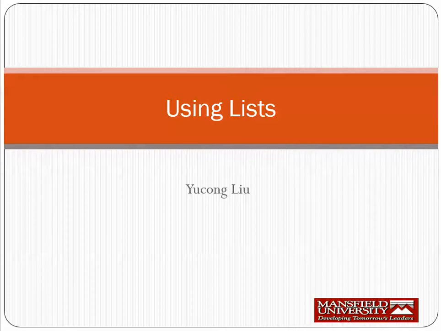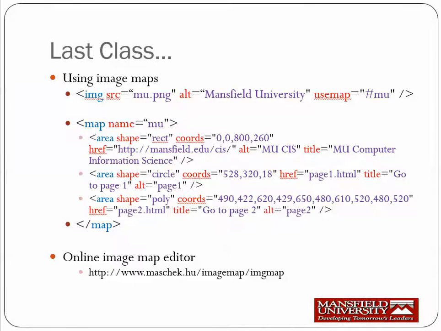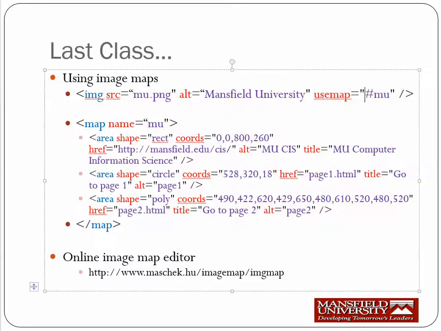In this video, we'll talk about using list. Last class, we talked about using map image. We have a new attribute. Don't forget the hash sign. And we have a new tag. Then those two have to be matched.